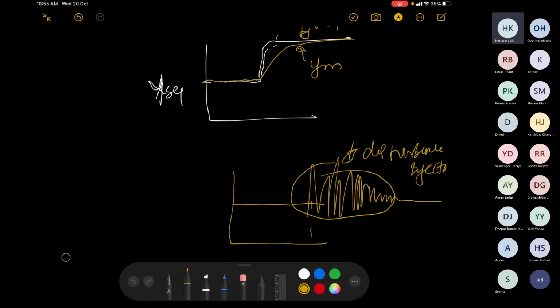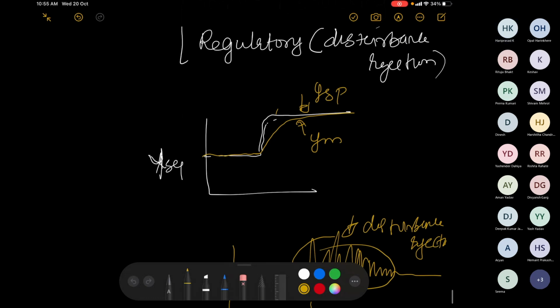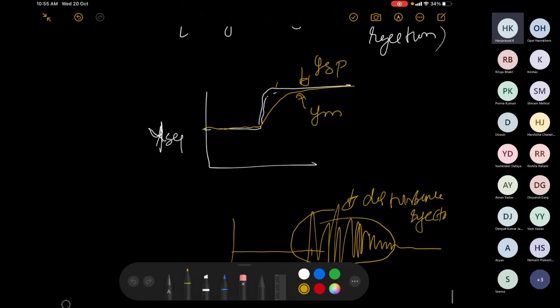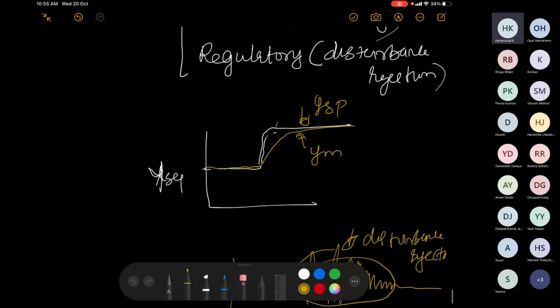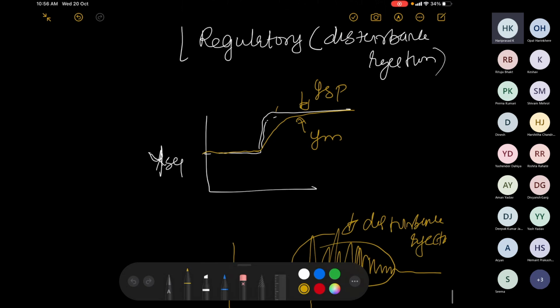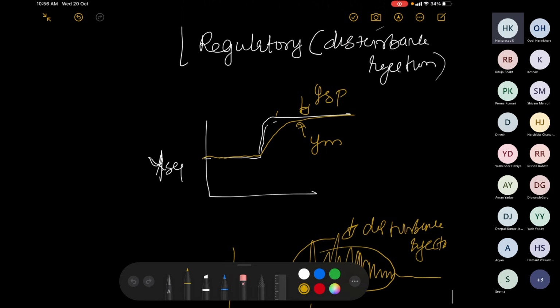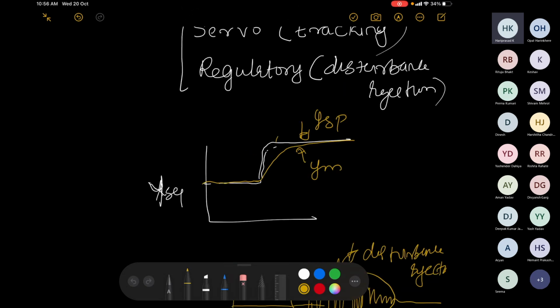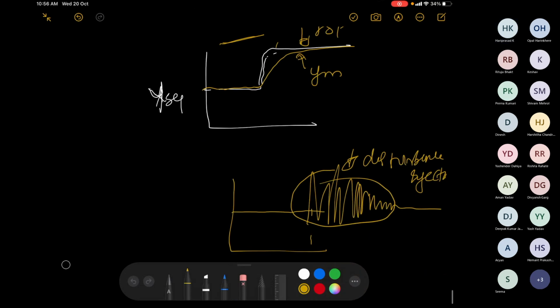For simplicity, we will learn this step by step. We will first talk about the servo problem and the regulatory problem. Later, if you need to combine both, you can do that. So it's like A plus B. Just to avoid complexity, we'll first look at how a servo problem works, and how a disturbance rejection problem works.